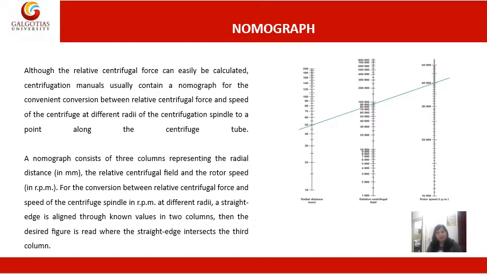So the RCF can be easily calculated. But centrifugation manuals usually contain a graph, that is the nomograph, that is used for convenient conversion between the RCF and the speed of the centrifuge at different radii from the centrifugation rotor or centrifugation spindle to a point along the centrifugal tube. Now, how can we understand this more precisely?